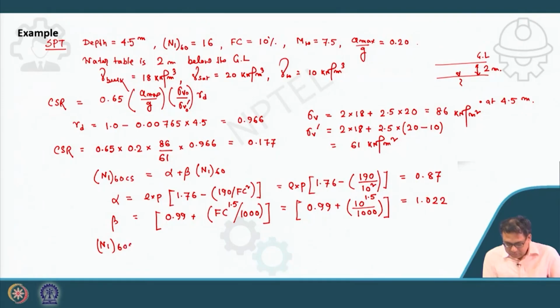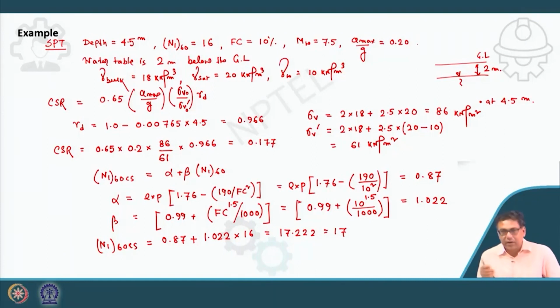So N160 clean sand is alpha, 0.87, plus beta, 1.022, into 16, that is N160 of 16. So this is coming out to be 17.222. Roughly I will round it up to 17, but you can take 17.222 also. If I round it to 17, it reduces it, so you are on the safe side. So it is not an issue, but you can take 17.222 also. So we will get N160 clean sand.